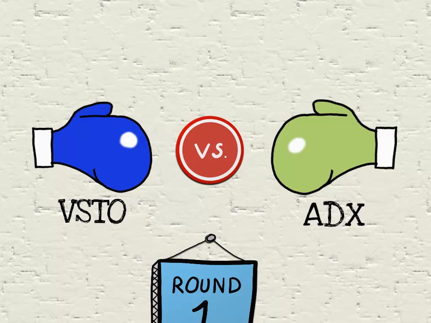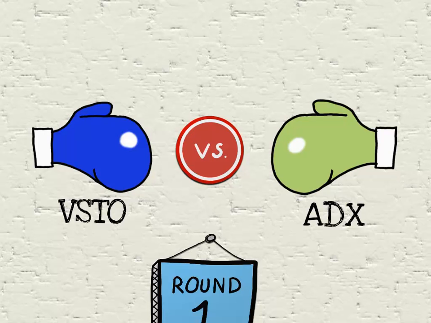Welcome to the Office Development Championship Bout Round 1. In the blue corner is Microsoft stalwart Visual Studio Tools for Office, also known as VSTO. In the green corner, popular and powerful Addin Express, also known as ADX.